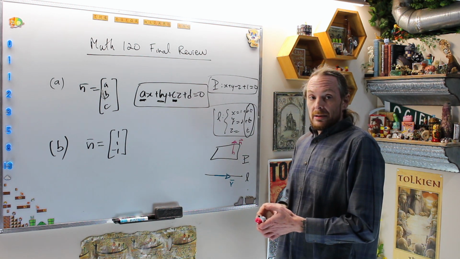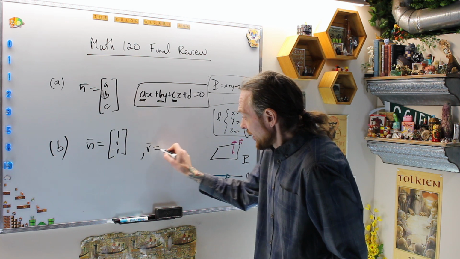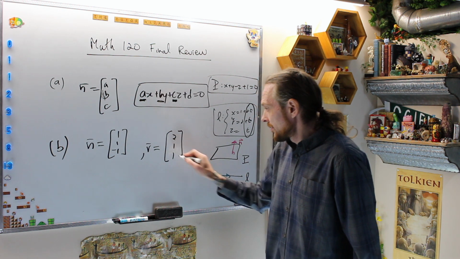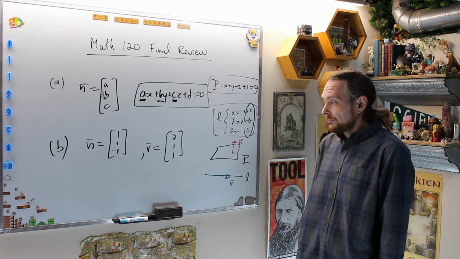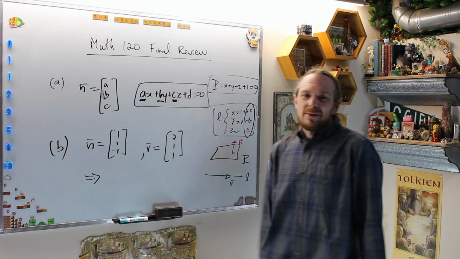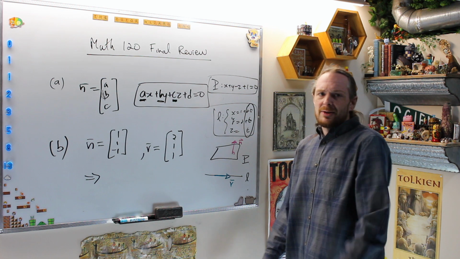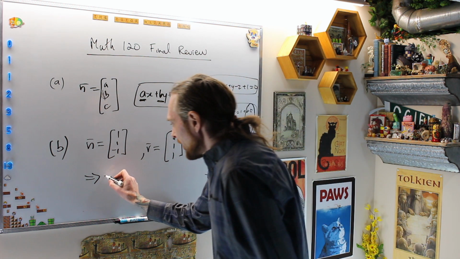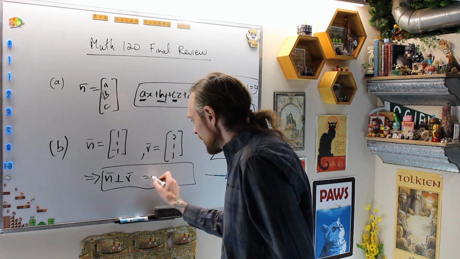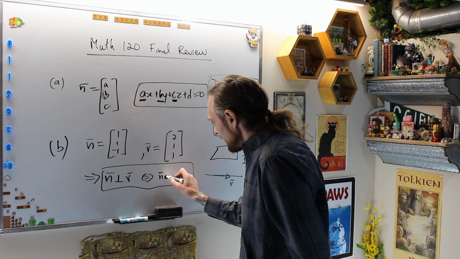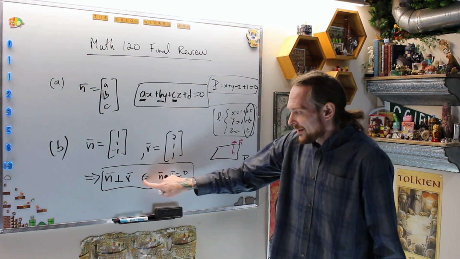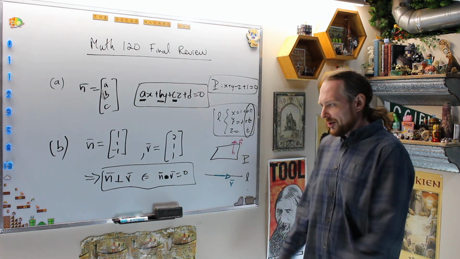Let's check that. How do I check that? Well, I need V. V is 2, 1, 1. When are these two vectors orthogonal? I check their dot product; they are orthogonal if and only if N dot V is 0. Since I have the two vectors, I can check their dot product and that will tell me whether they're orthogonal.